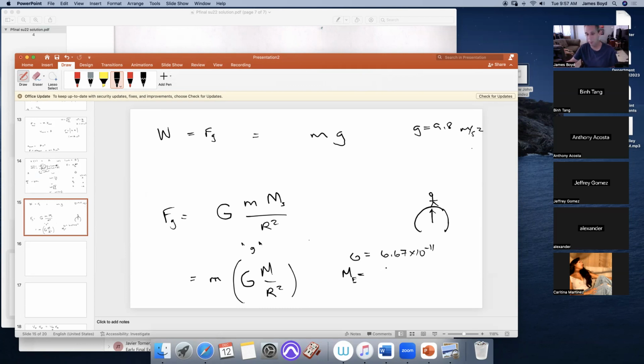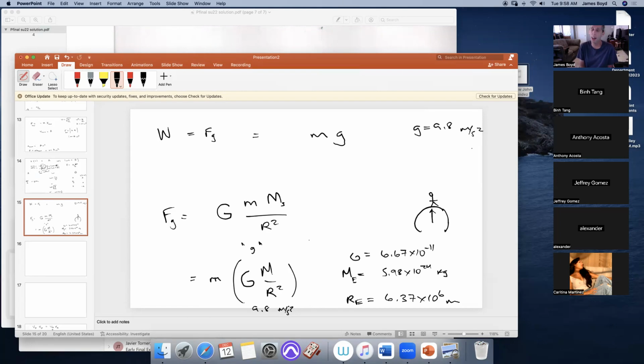Okay, so in that case, it would be 5.98 times 10 to the 24th kilograms. r is the distance from your center of mass to the center of mass of whatever is causing gravity. If you're at the surface of the Earth, that's the radius of the Earth, which is 6.37 times 10 to the 6 meters. If I plug all these things in, I get 9.8-ish meters per second squared. And my mass is maybe 70 kilograms, so I would get about 700 newtons as the force of gravity.